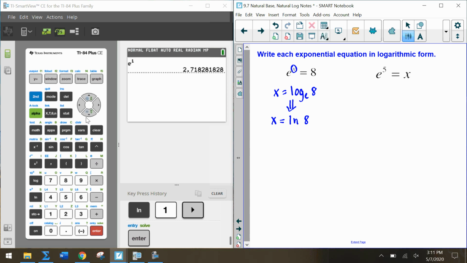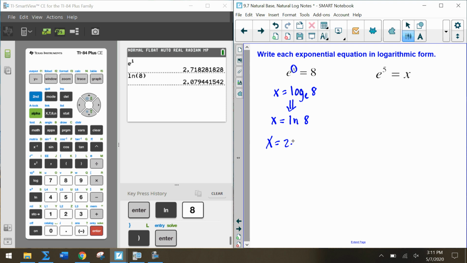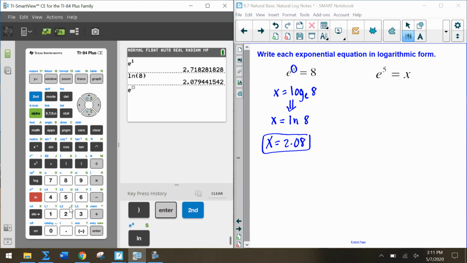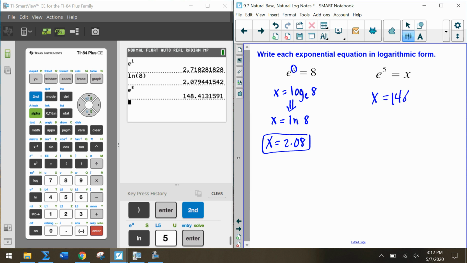Let's go into the calculator. Ln, and it automatically knows if it's ln that the base is e, so ln of 8. Enter. So I know over here x equals 2.08. And then for the next one, if we wanted to find x, we need a calculator. So we have to just say second e to the fifth. And that gives us 148. Okay, that's what x equals. But if I'm rewriting this in log form, I could say 5 equals ln of x.